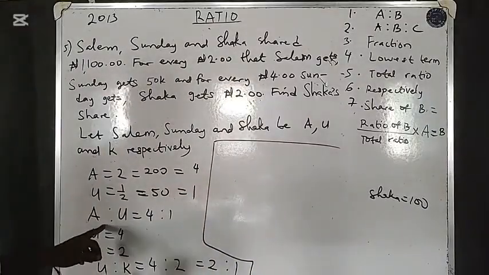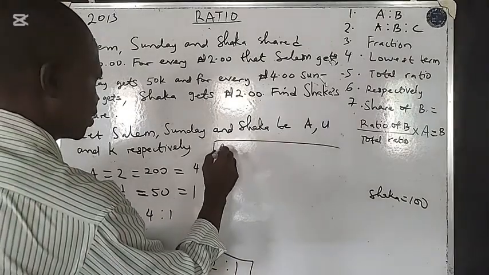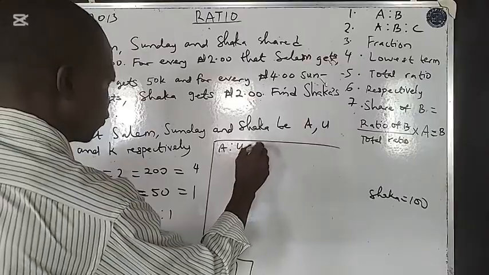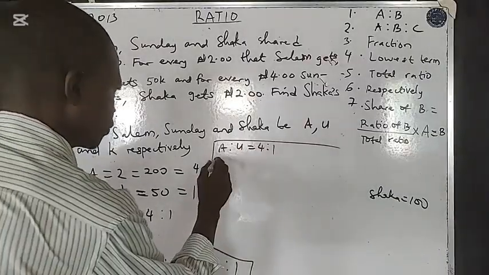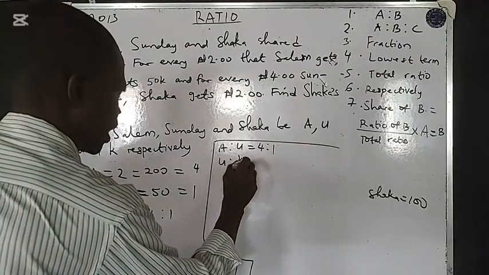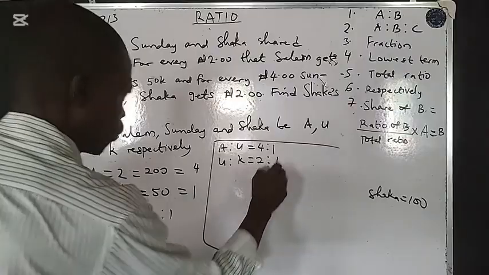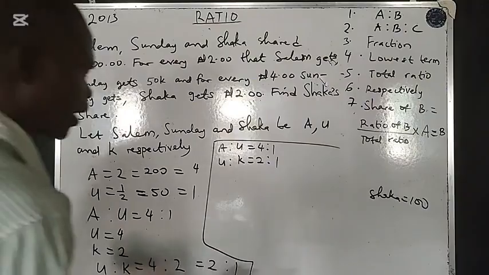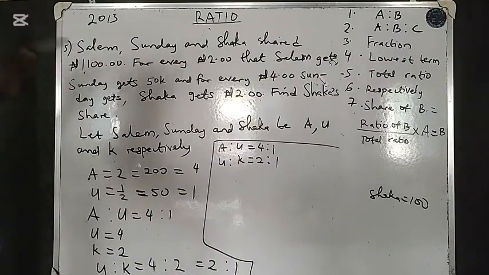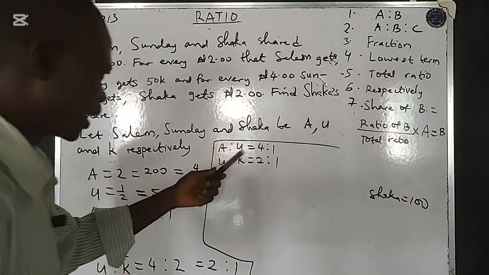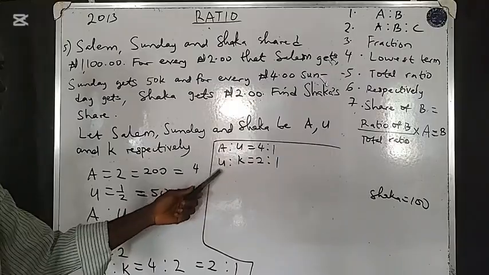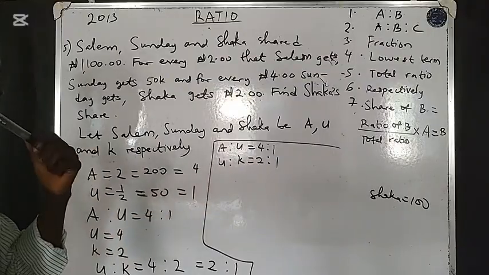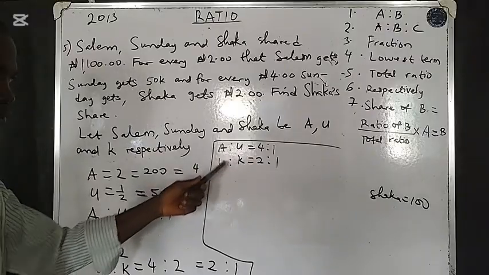So in summary, we have Salem ratio Sunday to be 4:1, and we have Sunday ratio Shaka to be 2:1. So now they say we should find the total share by these people. Total share by these people is 1,100 naira. So as usual, let us make U our subject.